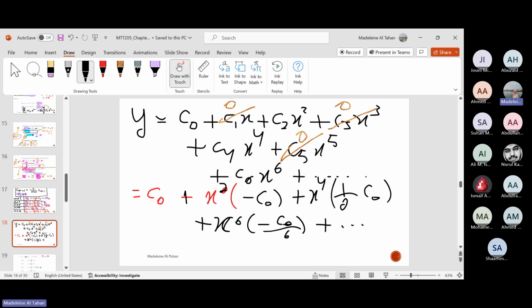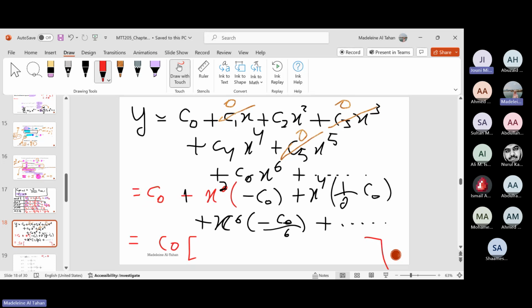If you look here at the solution, miss, it's written in terms of what? C0. So we can take C0 in common. What are we left with? 1 minus x squared plus x⁴ over 2 minus x⁶ over 6. And what should we put? Plus dots. If we don't put the plus dots, it means that it's wrong, as if you are saying this polynomial is a solution, but in reality, it's not a polynomial, the solution is a series. So we have other terms, but we cannot find all of them.